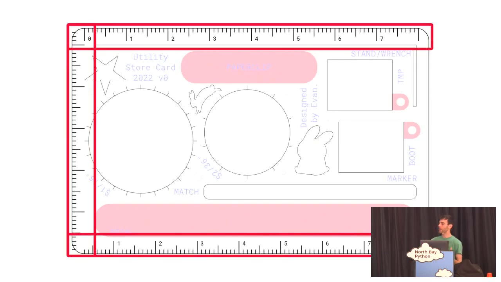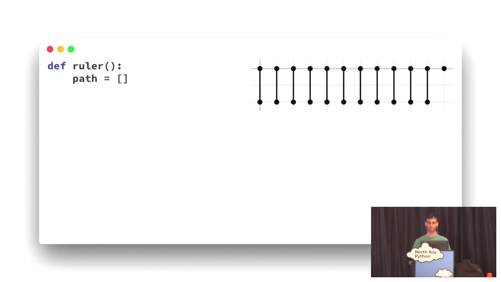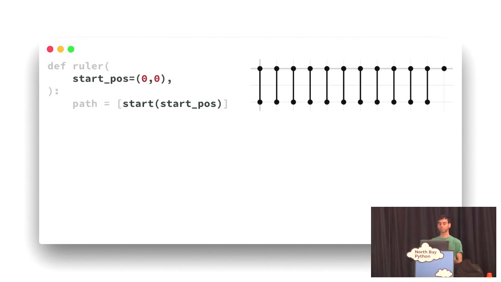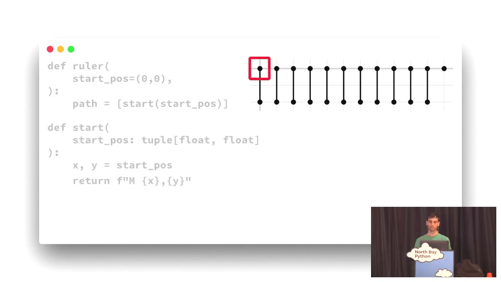Okay, so how can I use this to create these rulers in my design? Well, let's say that I wanted to make a function that would create a ruler for a given length and a starting position, like the one on the right. Well, I'll first define a path list, which I'll initialize with a function call at a starting x and y coordinate. And I'll define that as a non-relative move command using capital M, giving me this first point here.